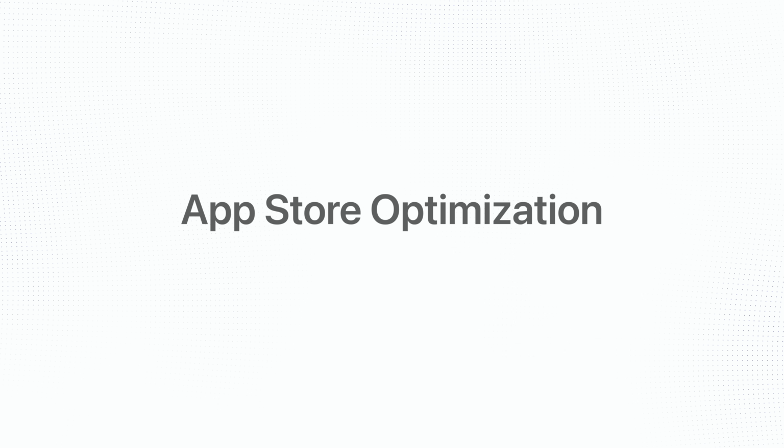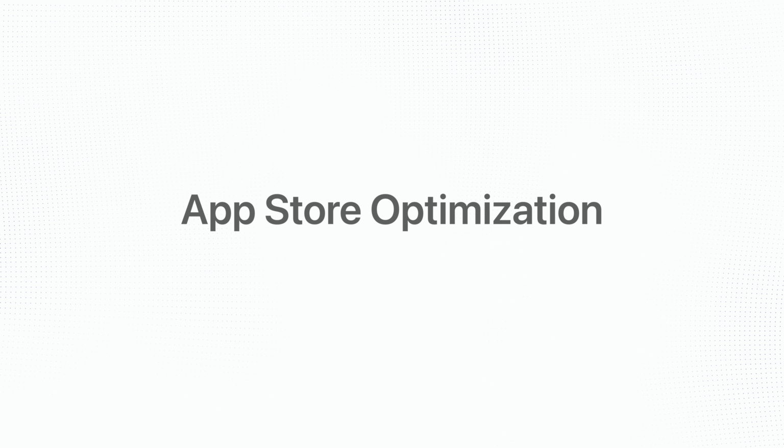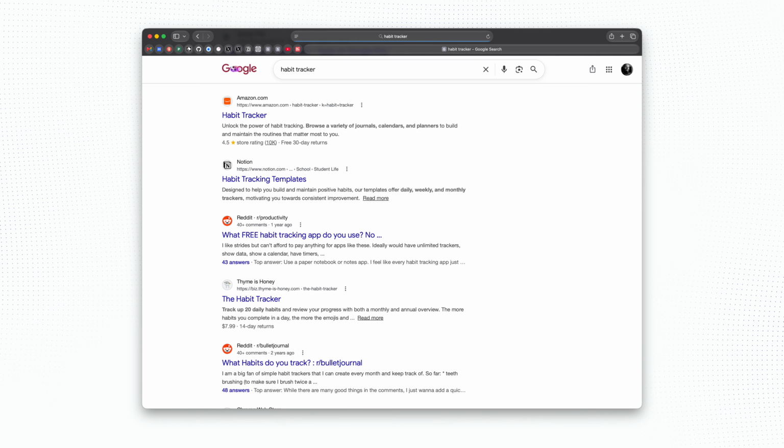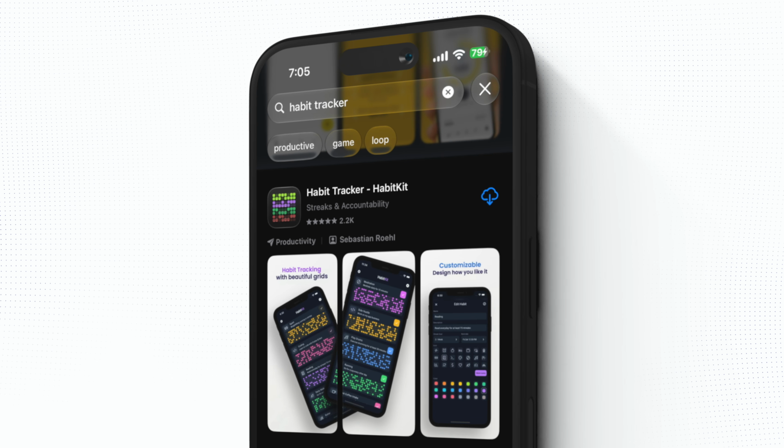And one of the first rules of this new game you should learn is App Store Optimization, or ASO for short. ASO is similar to SEO, search engine optimization, which you may have heard of, but instead of optimizing a website to rank higher in Google search, you're optimizing your app and your App Store listing to rank higher on the App Store. So it's basically the App Store version of SEO.